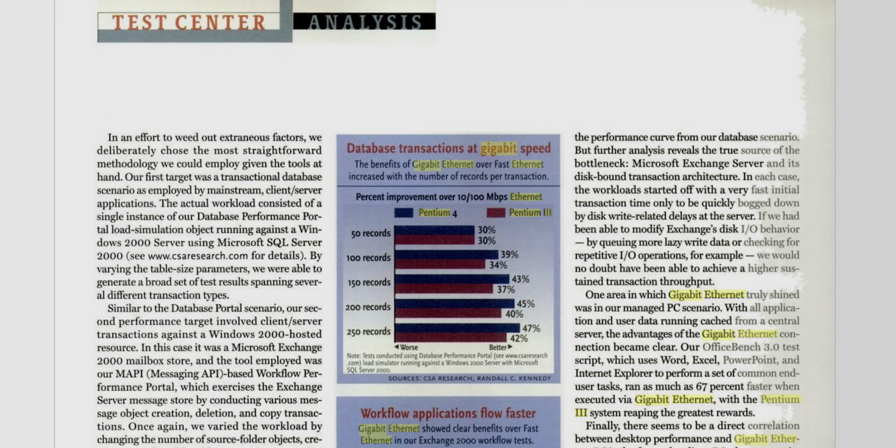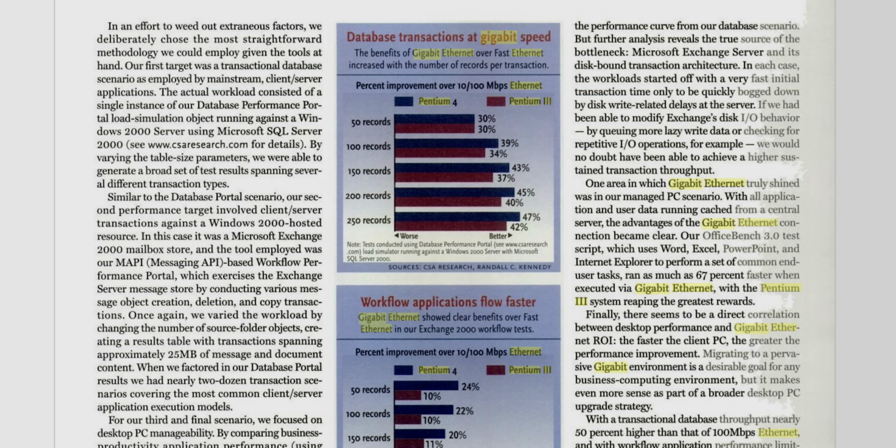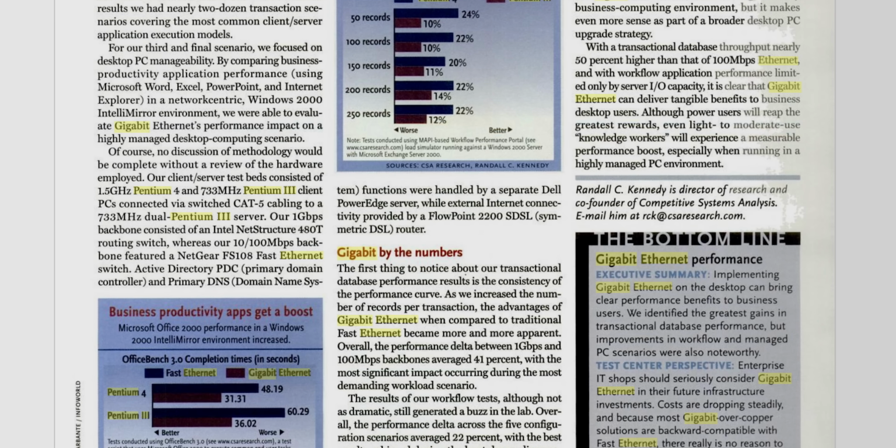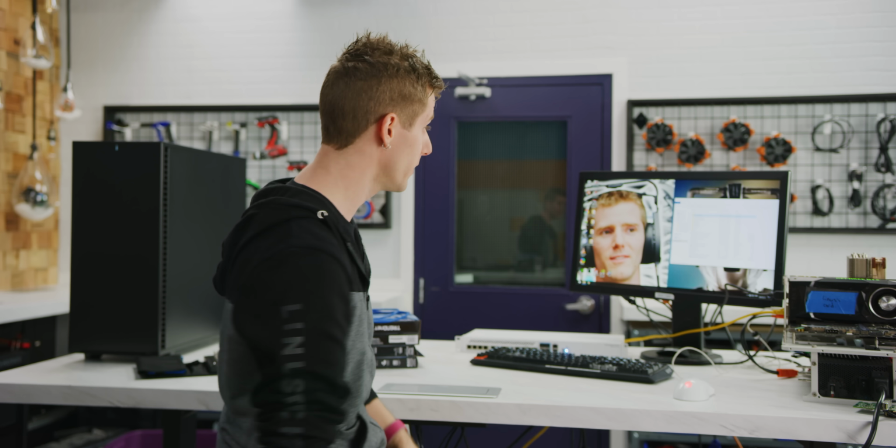This article from InfoWorld is from almost 20 years ago discussing the benefits of gigabit networking on the desktop. That's right, my friends. In the time that CPUs and graphics cards have improved by multiple orders of magnitude, networking has stayed flat. And okay, maybe that's a bit of a contrived scenario. Here's a more realistic one.